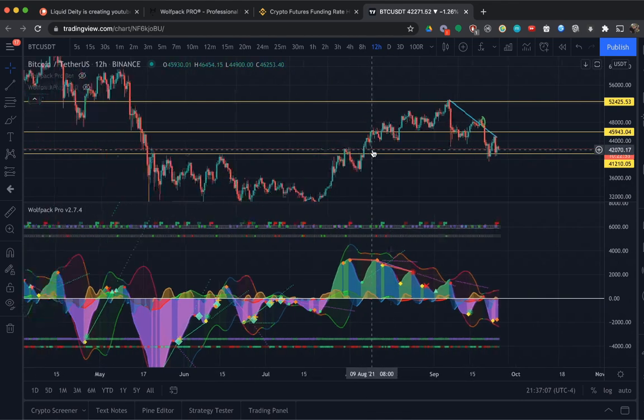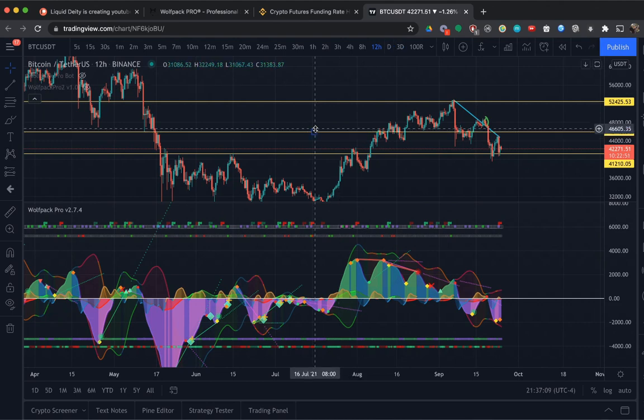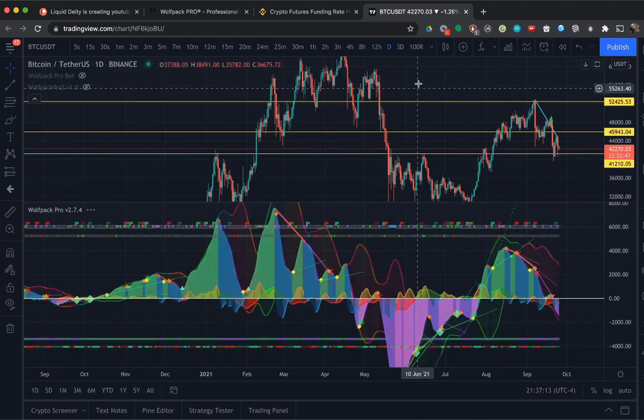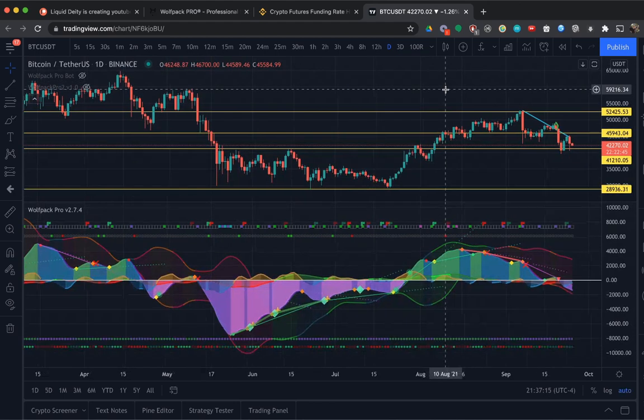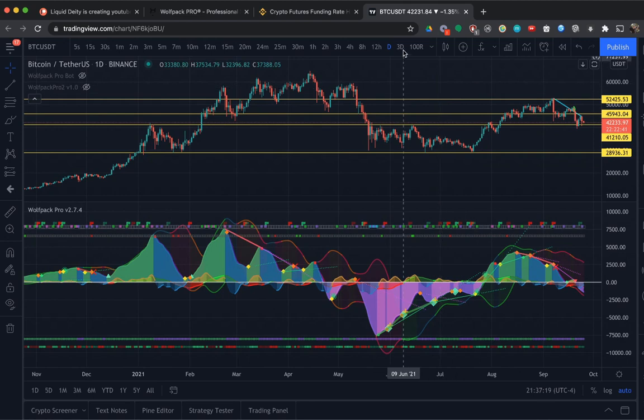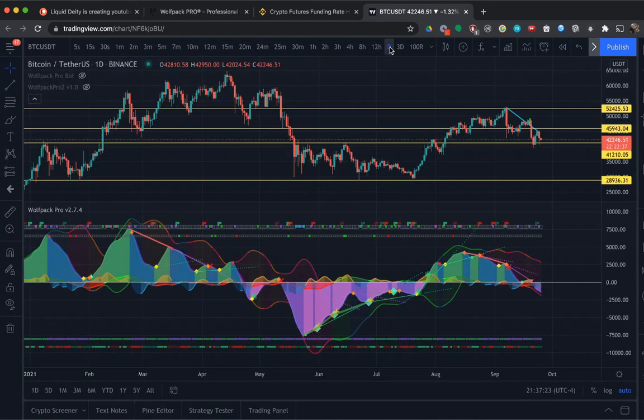Now, that's exactly the technique that I want to be showing you, but there's actually one more important thing I want to show you, and I just want to zoom out. You can't even see it on the 12-hour chart. I'm going to go to the daily chart now, and we still can't even really see it without zooming out really far. So let's go to the 3-day chart.